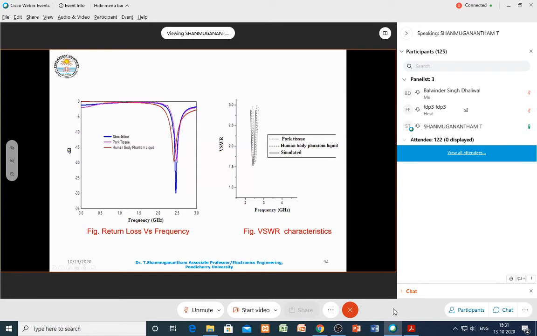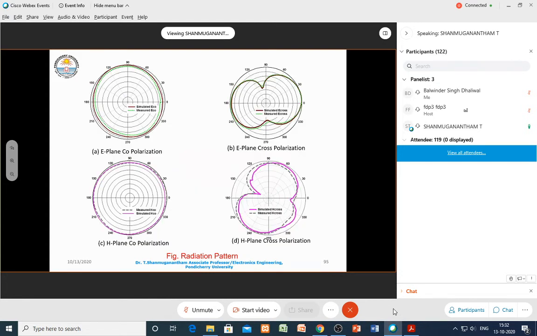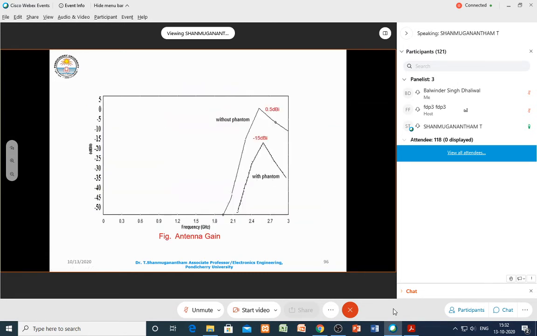Here, with the human body, there is a wider bandwidth compared to the other two cases. And the VSWR is closely matching, maintaining 1.5 VSWR bandwidth. And this is the radiation characteristics of the E-plane as well as the H-plane, for co-polarization as well as cross-polarization. And then this is the antenna gain: with the phantom it is -15 dB, and without the phantom it is -0.5 dBi.